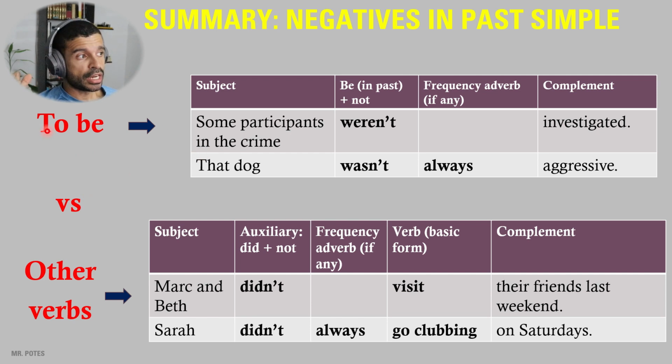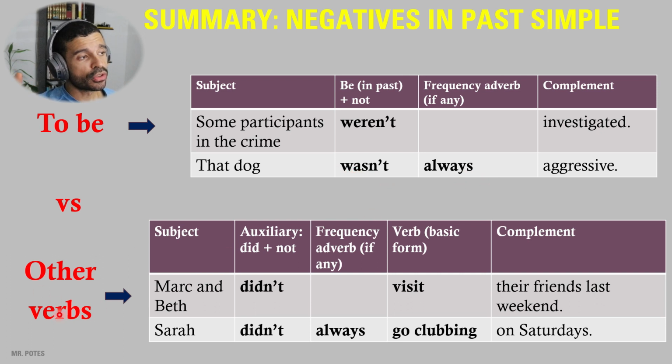So this is different than when we use the verb to be. Summary. The organization when we use the verb to be is subject, the verb to be plus the word not, plus complement. This one is simpler than this one. And when we do have a frequency adverb, the frequency adverb goes after the verb to be, when we use the verb to be, okay?